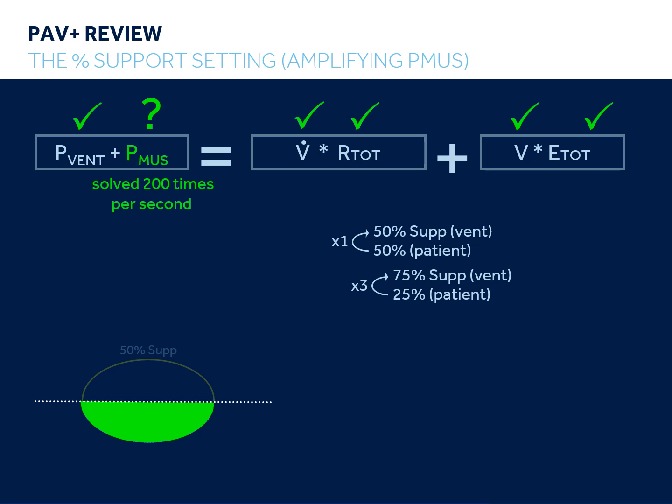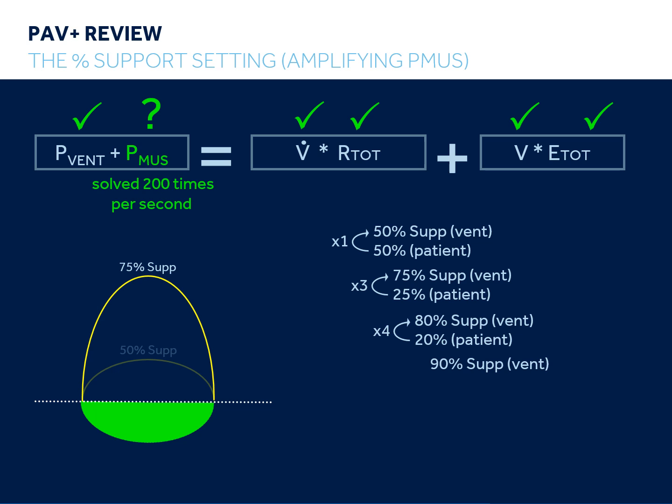This is a 3 times amplification factor, and you can see from the graphic how the pressure in the circuit would be amplified in proportion to the patient effort. Similarly, at the 80% support setting, the patient's share is 20% for a 4 times amplification factor. At 90% support, the patient's share is only 10% for a 9 times amplification factor, and at 95% support, the patient share is only 5% for a 19 times amplification factor.